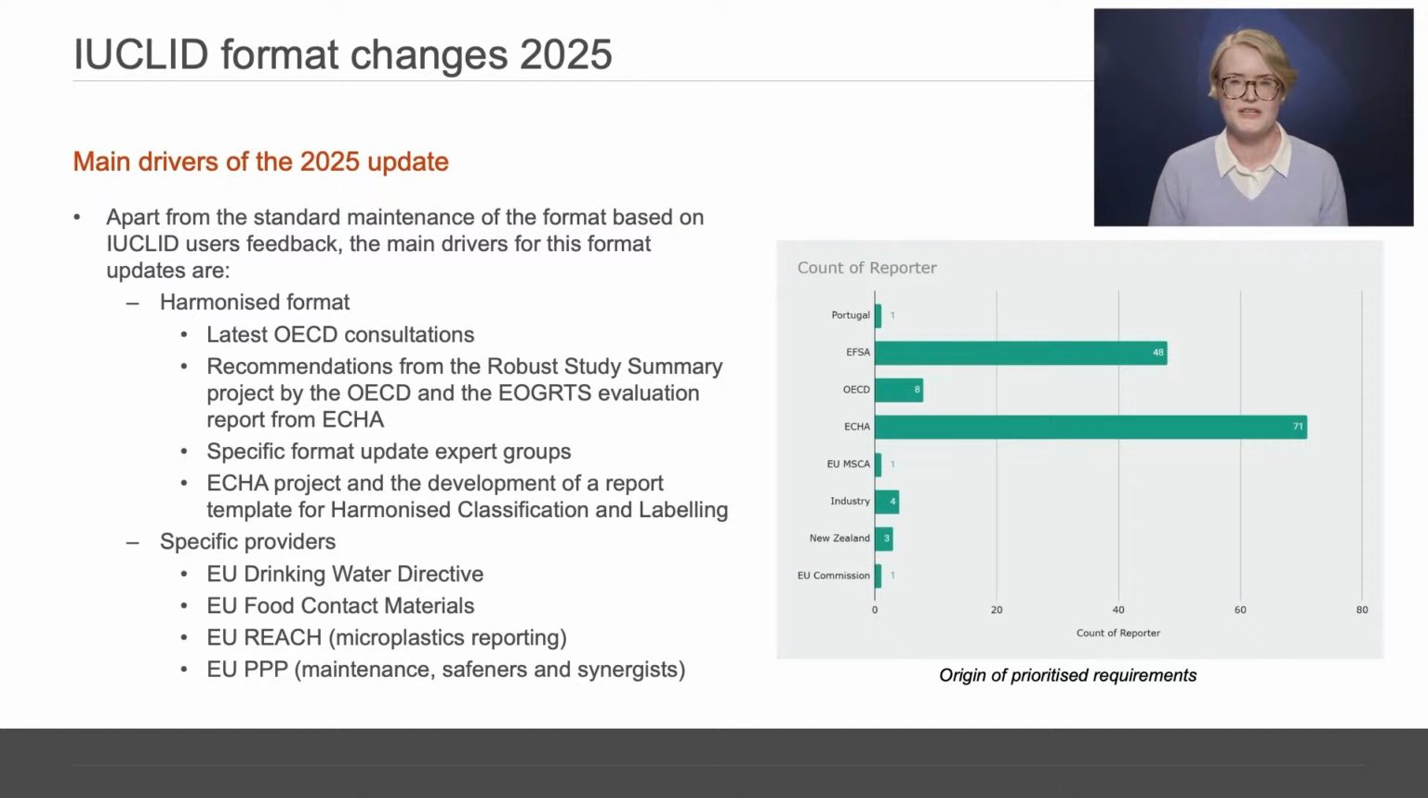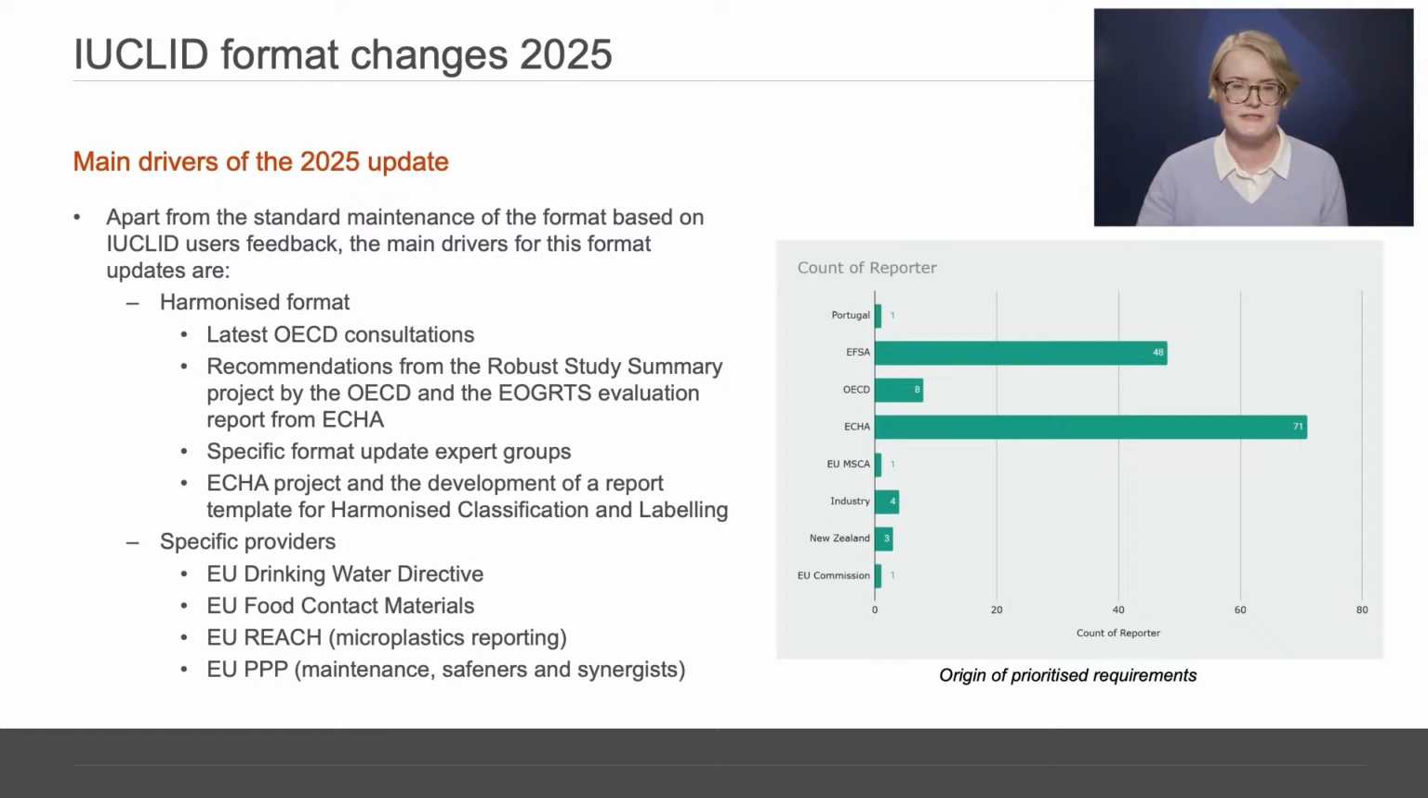And I will discuss the main changes made to the harmonized format shortly, and later on, changes to the specific parts of the Euclid format will be discussed in more detail. But as an overview, the main sources for these are the implementation of the EU Drinking Water Directive, the EU Food Contact Materials legislation, the EU REACH reporting requirements under the microplastics restriction, the new working context for safeners and synergists applications, as well as overall maintenance of the EU plant protection products format.